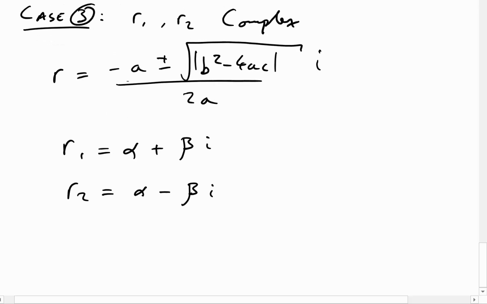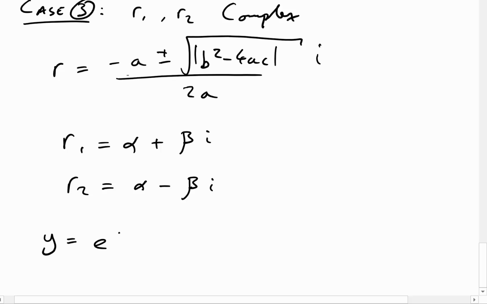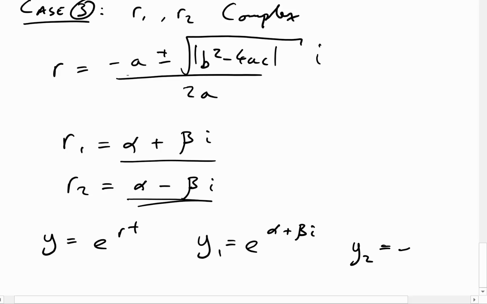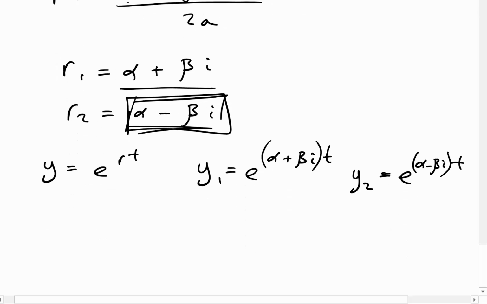Well, remember what our solution was. It was y equals e to the rt. So the first solution that we're going to get out is using r1, so it's going to be e to the r1 t, which is alpha plus beta i, times t. The second one, y2, is going to be using r2, so e to the, sorry, that should be times t as well. My apologies, that's r1 in there. I've simply substituted that in, and I've got to keep the t in. And then we've still got r2, which is now alpha minus beta i times t.